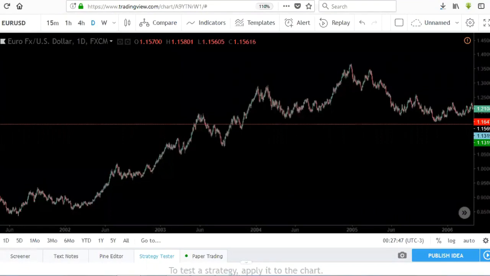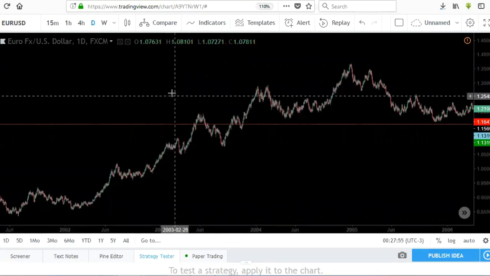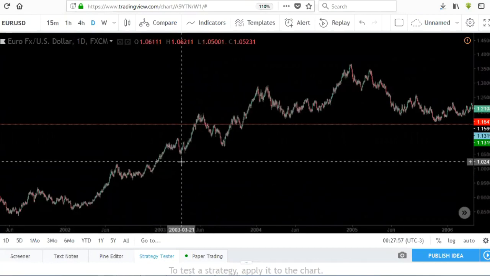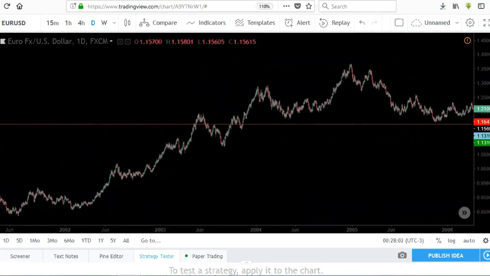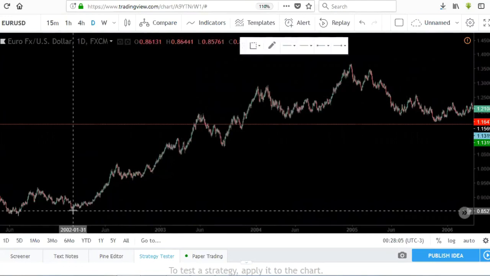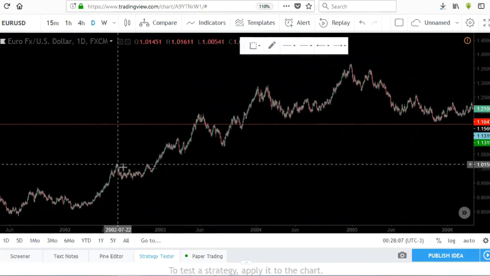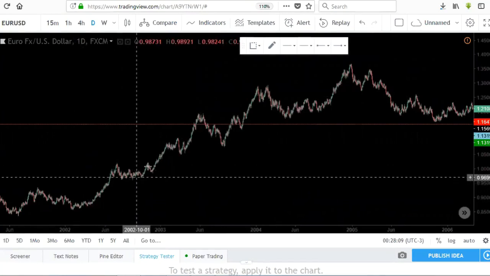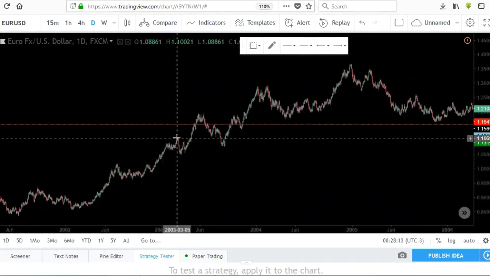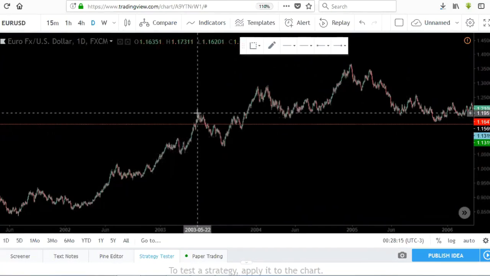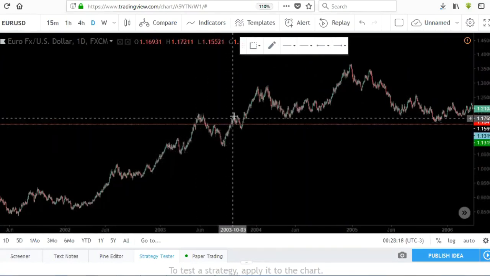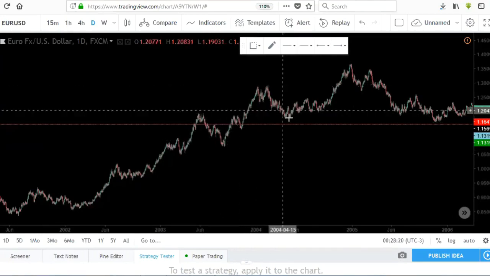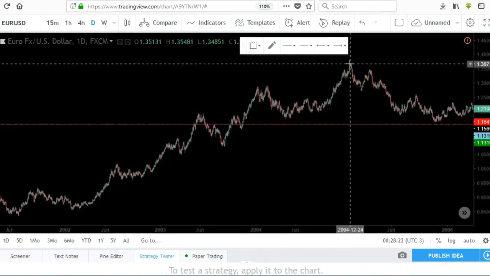Okay. Now let's look at the euro US dollar on the daily time frame. Now we're looking at the uptrend scenario. Let's take a look at this. Here we can see here's a low, here's a high, here's a higher low, here's a higher high, here's a higher low, here's a higher high, here's a higher low. Okay, this couldn't break. Higher high, higher low, higher high.